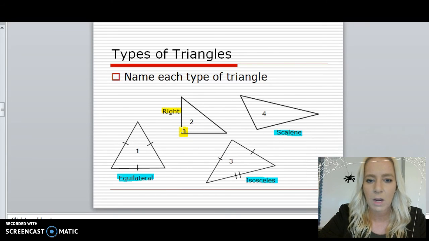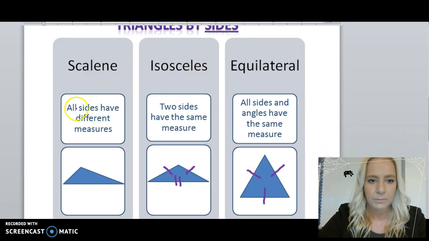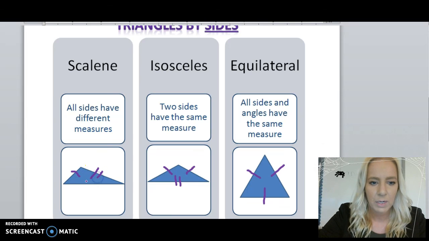In the next video, we'll talk about classifying triangles by their angles. But this is what's called a right triangle because the box there represents a right angle. All right, let's visit your graphic organizer. So a scalene, all sides have different measures, or none of the sides are congruent. So we're going to use the three different slash marks to indicate all three sides have different measures.